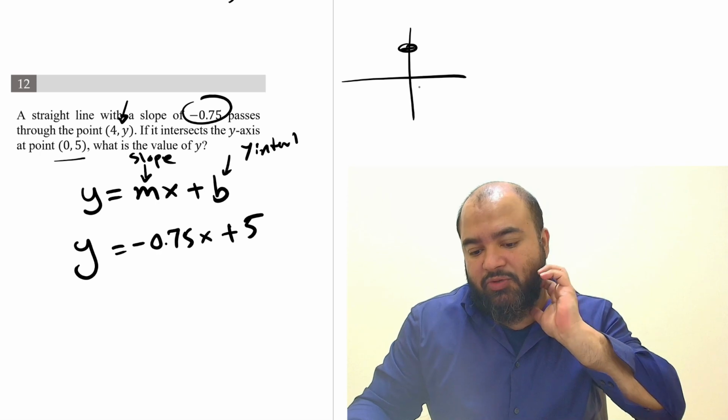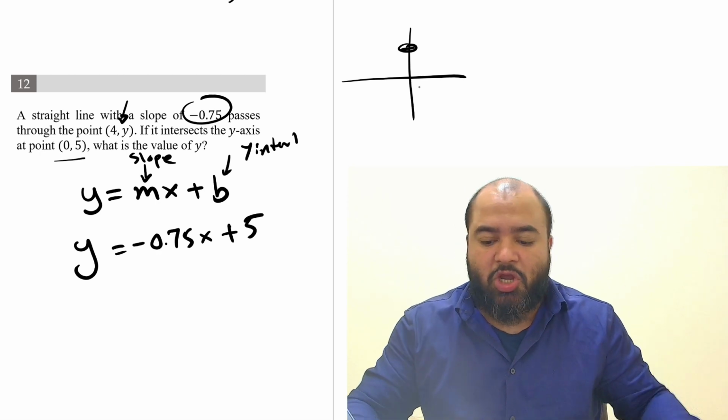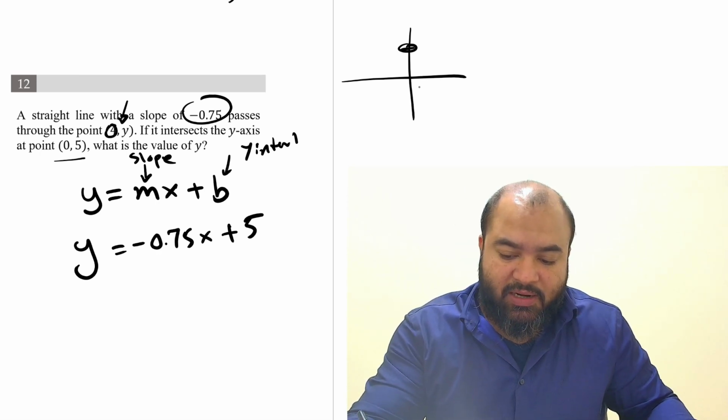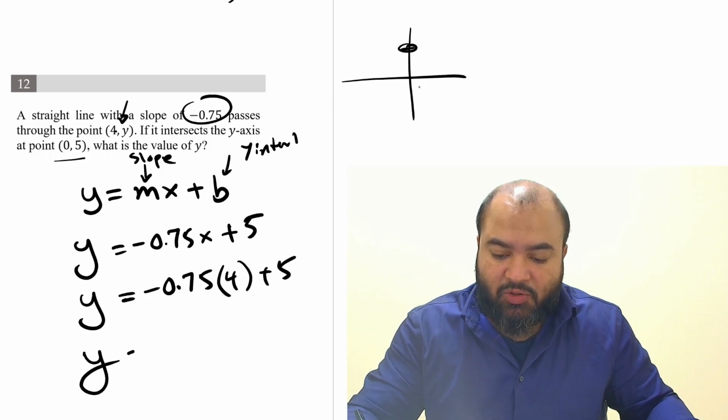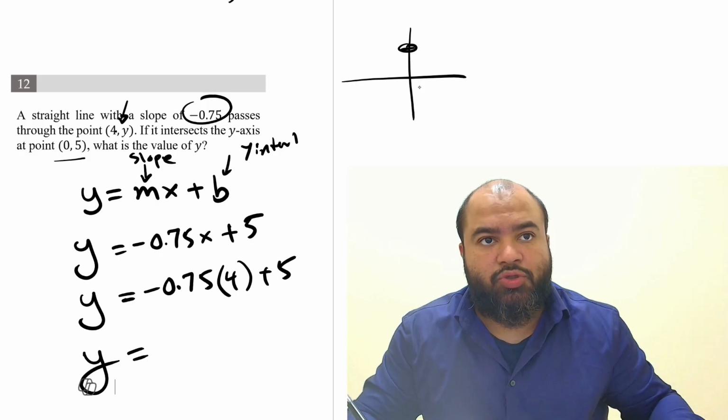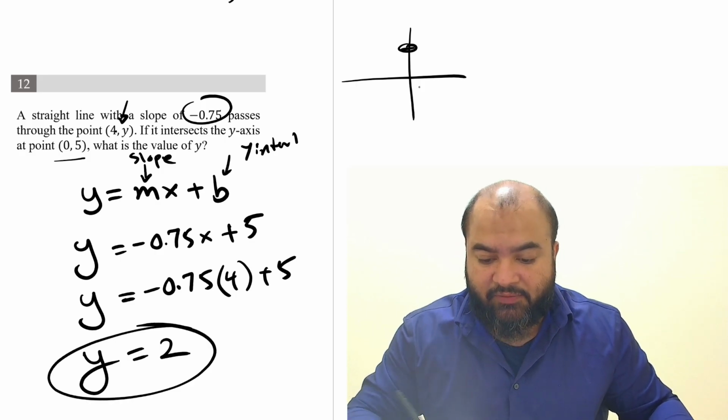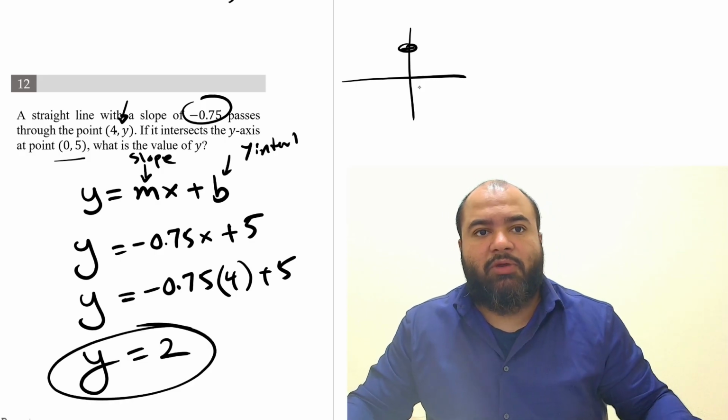Of course, what we can do is plug in. So in a coordinate, the first number is x and the second one is y. So y, which we don't know, equals negative 0.75 times x, x is 4, we're just going to plug that in, plus 5. So y is equal to 2. You can use a calculator for that. So that was lesson 1.